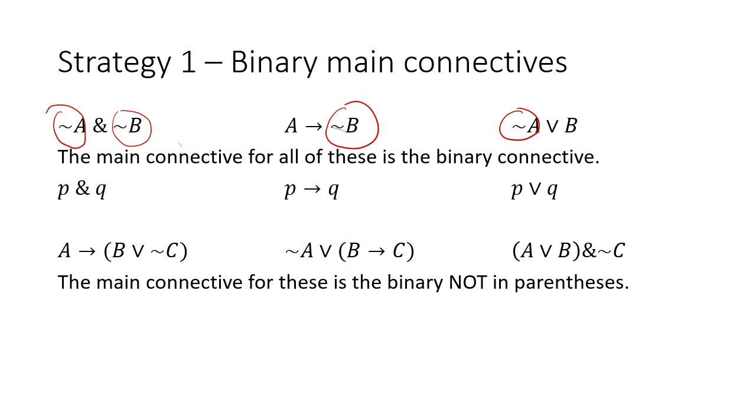In this case, the conditional here would be the main connective because the or in here is inside parentheses. The or here is the main connective because the arrow here is inside parentheses, and finally the and over here would be the main connective because the or is in parentheses. So again, the binary outside of parentheses is the main connective. You should think about these sentences as following this pattern: P arrow Q for the first, P or Q for the second, and P and Q for the third.